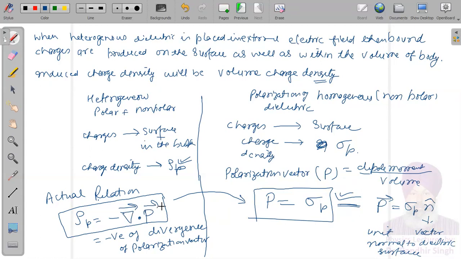So if you have any question up to this point, you can ask me. Otherwise, I will start proving Gauss law for dielectrics. This was our ultimate aim. I had to progress up to this point. If you have a question, you can ask. Otherwise, I will move to the next page.